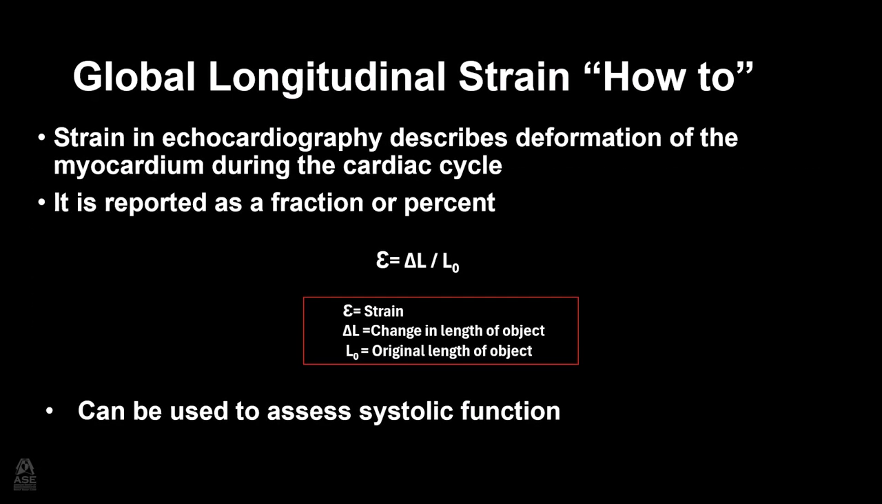This micro lesson will describe how to perform global longitudinal strain. Strain in echocardiography describes deformation of the myocardium during the cardiac cycle. It is reported as a fraction or percent. The formula is strain equals the change in length of the object divided by the original length of the object, and it can be used to assess systolic function.